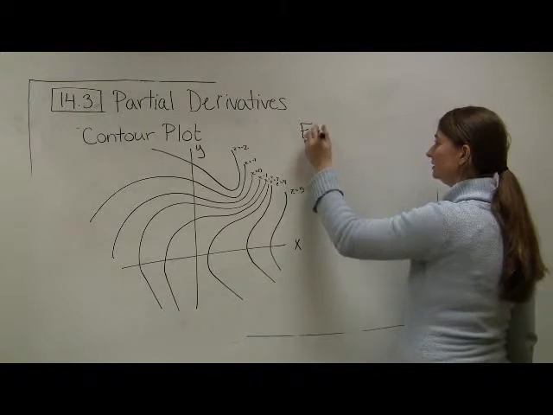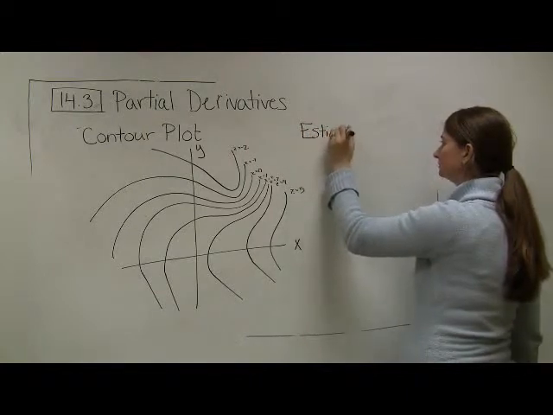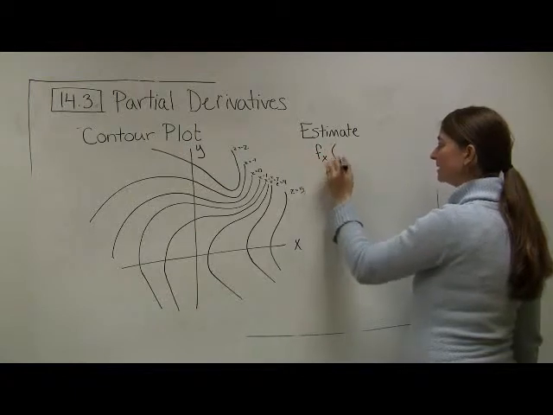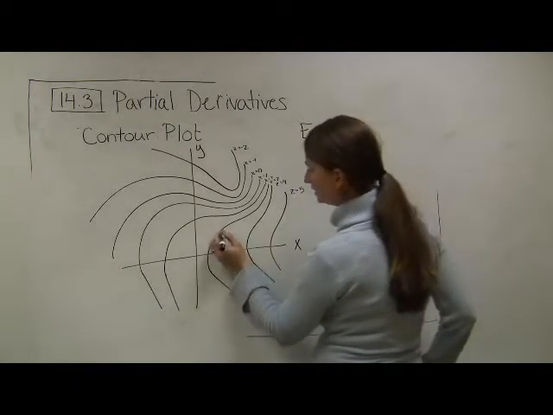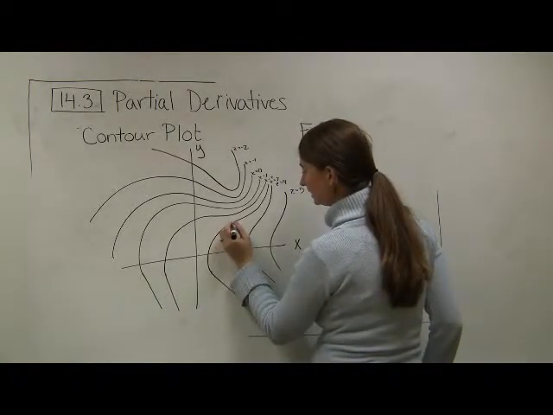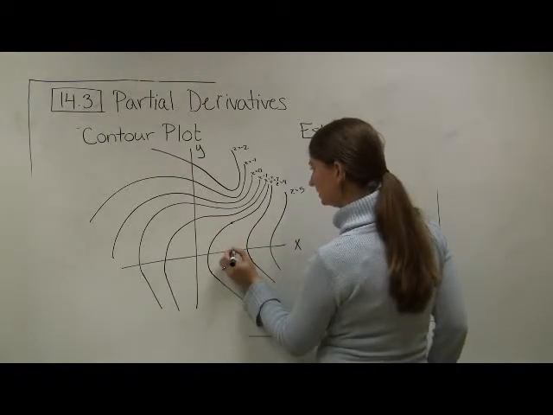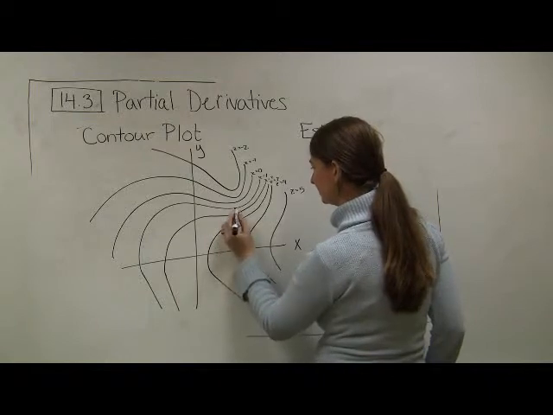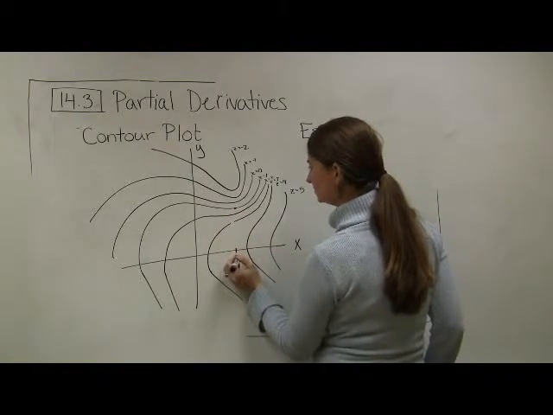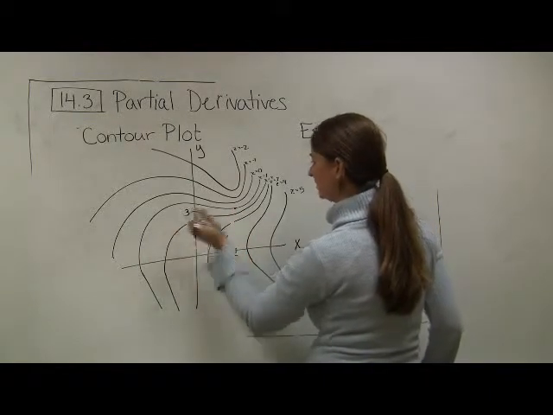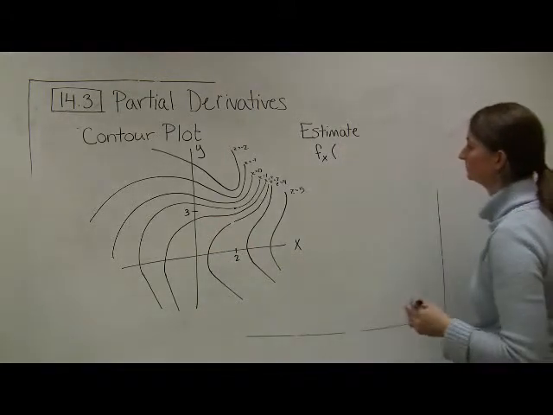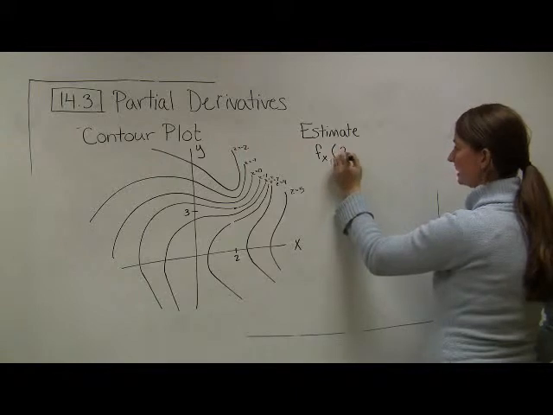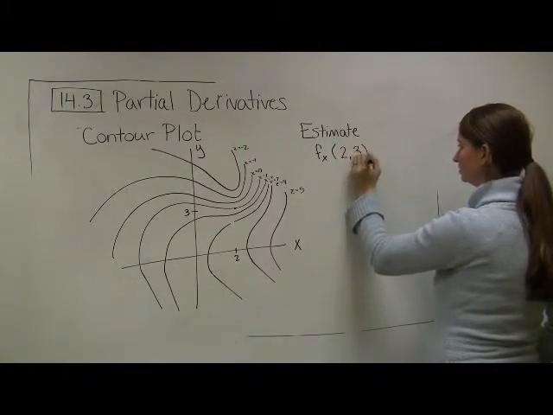Estimate a partial derivative f sub x evaluated at a point. Let's pick a point. No, let's pick a more interesting point. We're going to pick a crazy point, like this point, and let's say that this is the point (2, 3), approximately. So I want to estimate my partial derivative with respect to x at the point (2, 3).